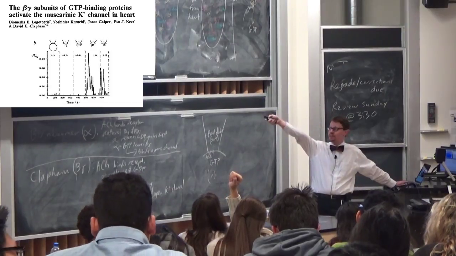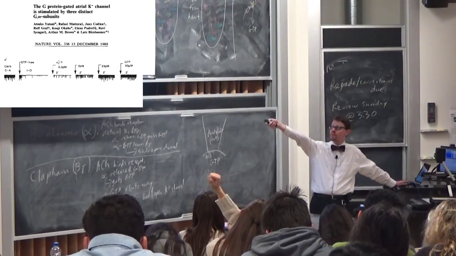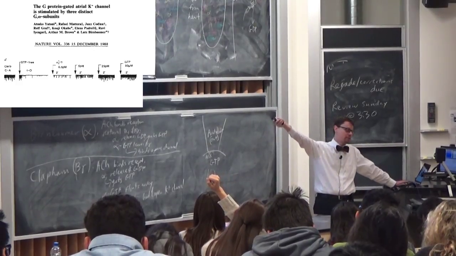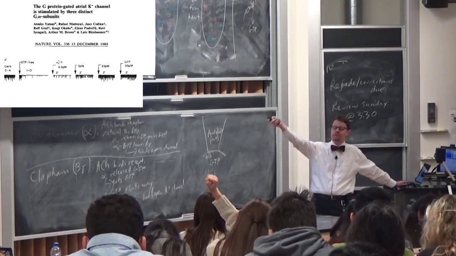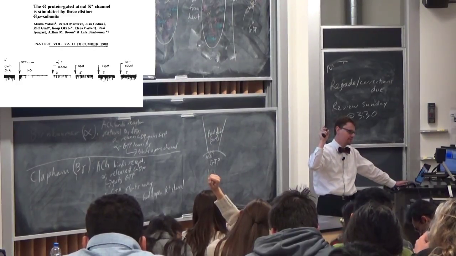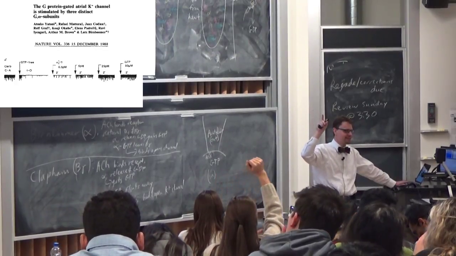At the time, David Clapham thought this proved that the beta gamma was the active subunit. At the time, Lutz Birnbaumer thought that this proved that the alpha was what really bound to the channel. But what we now think happened is that Lutz Birnbaumer's purification was not great. And so, yeah, but I'll get to why we get there in just a second.